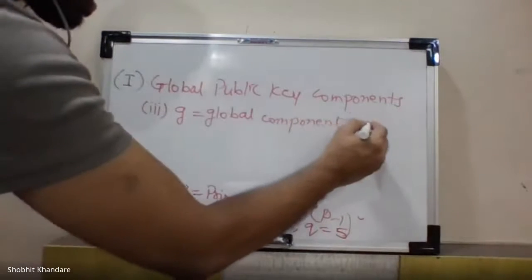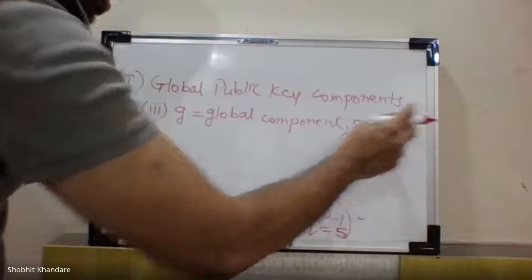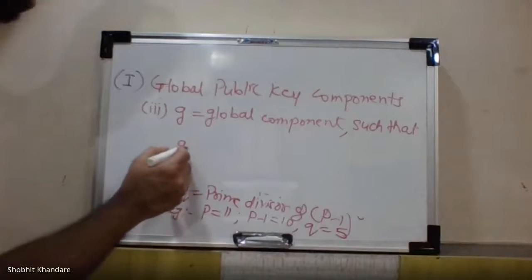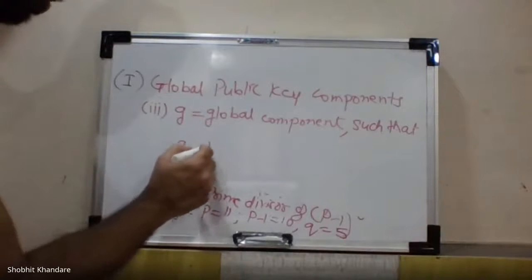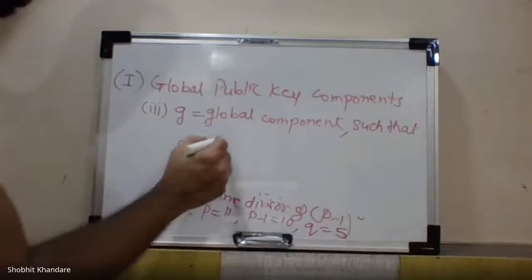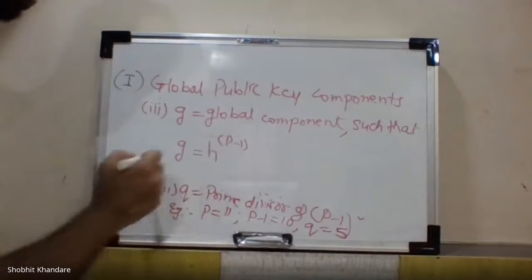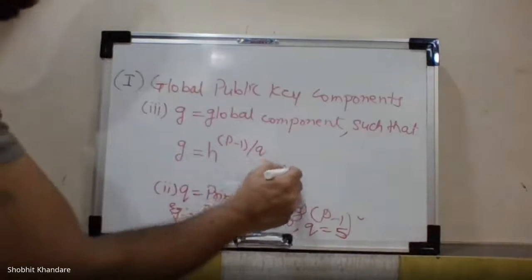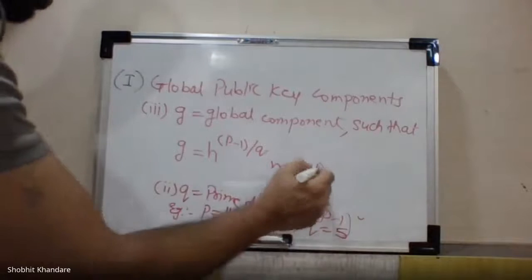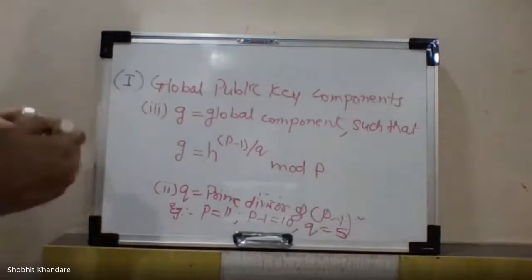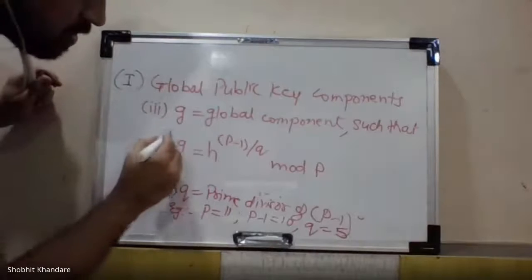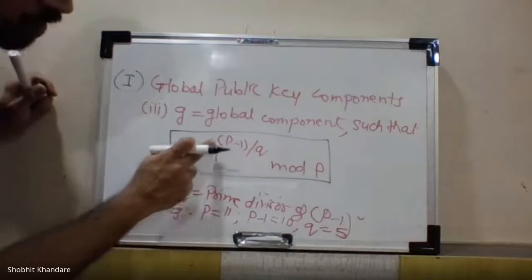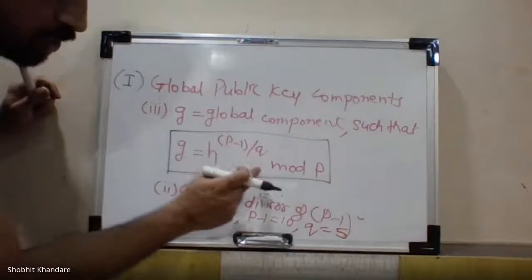Such that, please write down the equation properly. What am I writing? g equals small h to the power of p minus 1 divided by q, mod of p. This is the equation now. Small g equals small h to the power of p minus 1 divided by q, into mod of p.